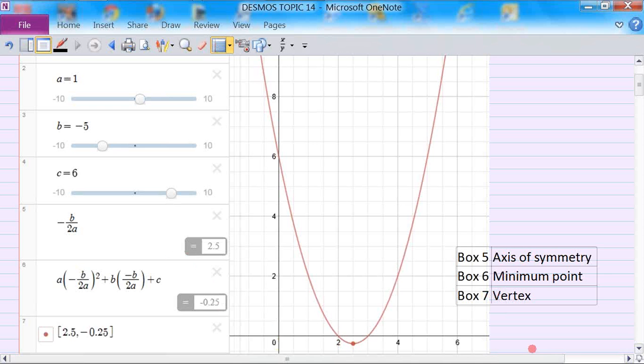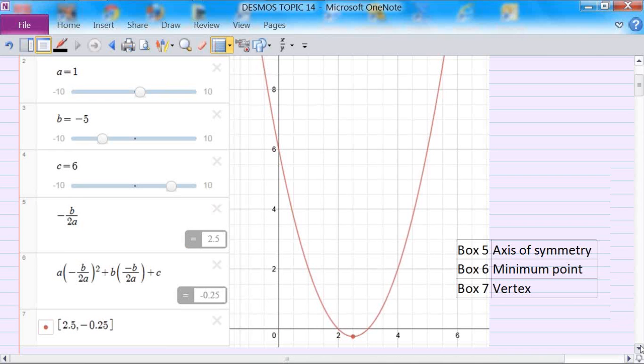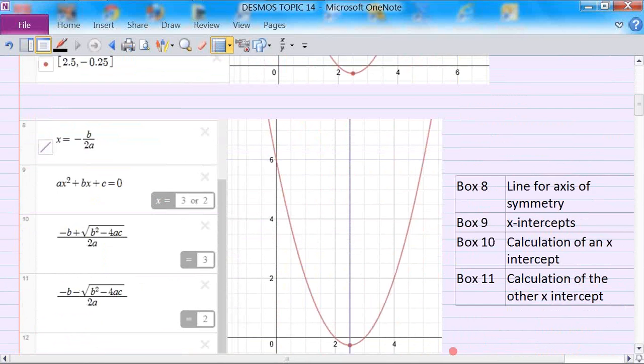So these are calculations. Now, what other kinds of things can we do here? We can show the actual line for the axis of symmetry right here by, instead of writing minus b over 2a, writing x equals minus b over 2a, and now you can see the line for the axis of symmetry. Right here, if we set this equal to 0, you can see that it gives us the two x-intercepts, 3 and 2, right here.